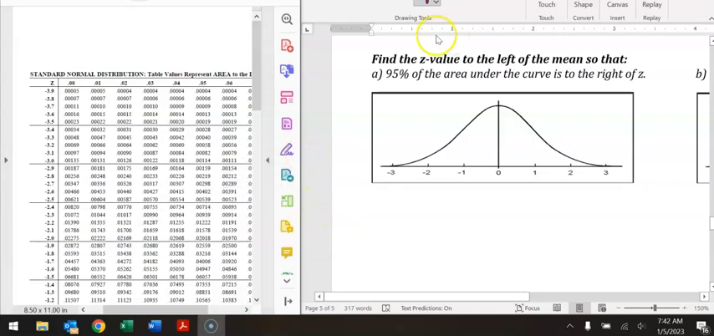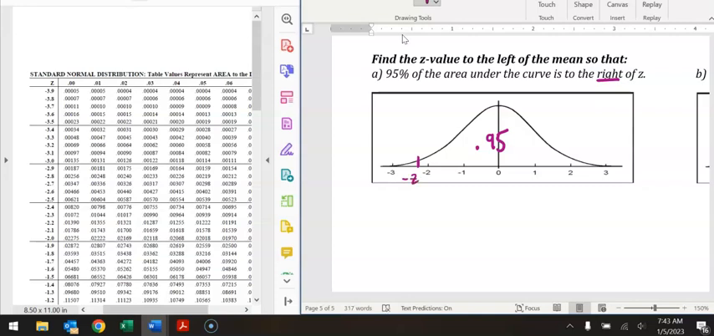All right, let's continue on. So same idea, 95% is to the right of Z now. So if 95% of the area is going to be to the right, we're probably looking definitely to the left. Okay, so it's definitely going to be a negative Z-score because we're going to have a huge area being to the right.